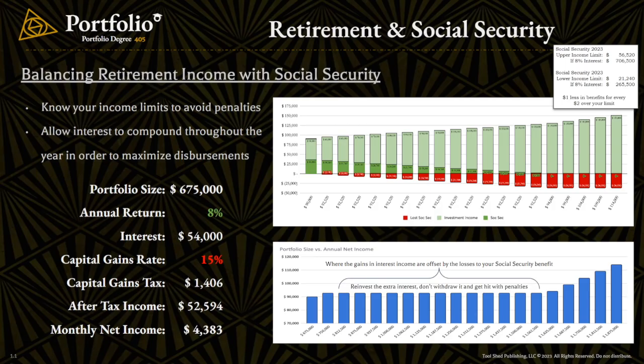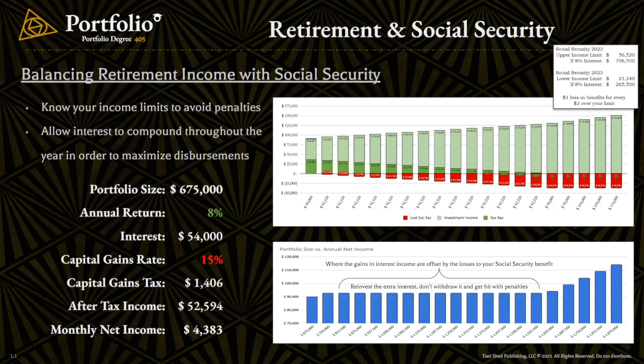Now, depending on the income that you're making from Social Security, the limits start at $21,000 and go up to $56,000. So if your investments are making you above $56,000, an increase in income means losses to your Social Security benefit. Now, to me, this is kind of annoying because you earn the benefit by paying into the system your whole career, but that's beyond our control.